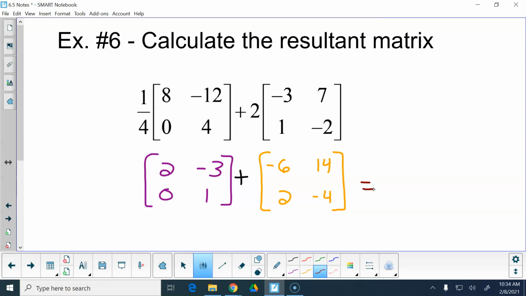2 plus negative 6 is negative 4. Negative 3 plus 14 is 11. 0 plus 2 is 2. 1 plus negative 4 is negative 3. So my end answer is a 2 by 2 matrix, negative 4, 11, 2, negative 3.